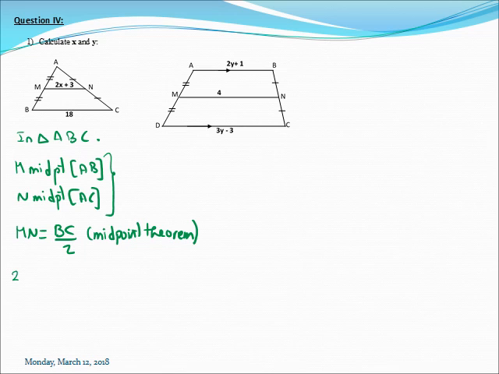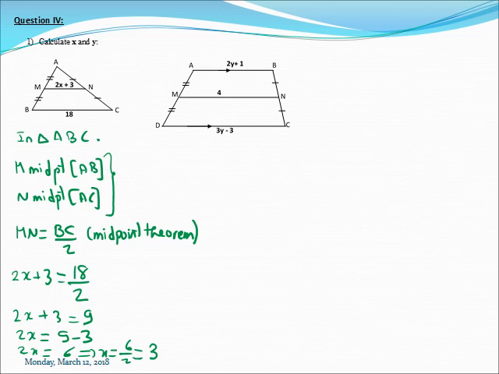MN is equal to x plus 3. BC is equal to 18, over 2. So x plus 3 equals 18 divided by 2, 9. x equals 9 minus 3. x equals 6. Then x equals 6 over 2, which is 3.